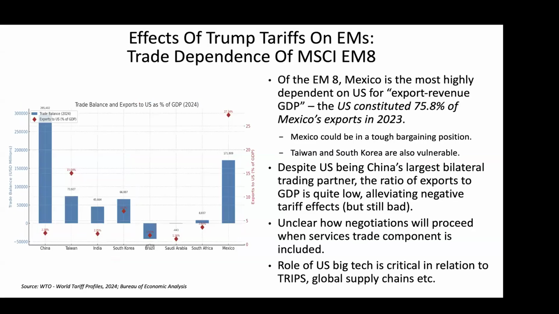So what about our EM8? Well, let's take trade balance and exports to the US as a percentage of GDP. Exports to the US as a percentage of GDP are all these red diamonds. And you'll see, let's go to South Africa. Yes, we do not want to lose any trade access to the US, and we want to minimize the loss through our trade negotiations and so on. But get the number locked in that South Africa's trade with the US constitutes about 3.6% of GDP. This is very different to, say, even Taiwan, where it's 15%, or even South Korea, where it's 7%. So the notion that you've got very high levels of dependence across the EM8 with respect to exports as a share of GDP is just data-wise not true.